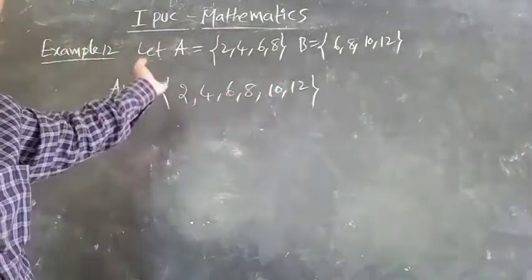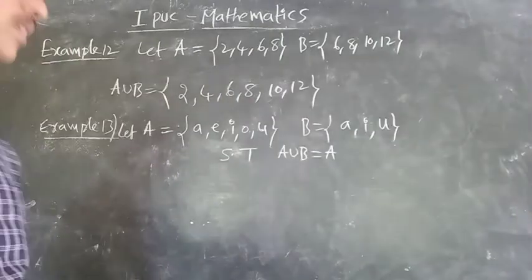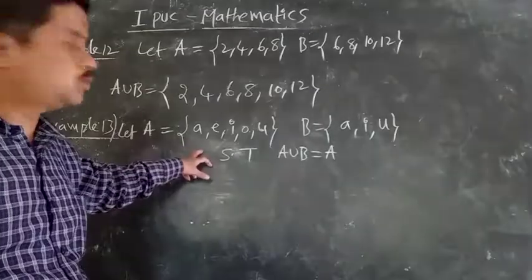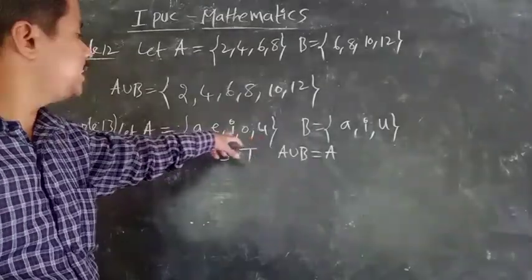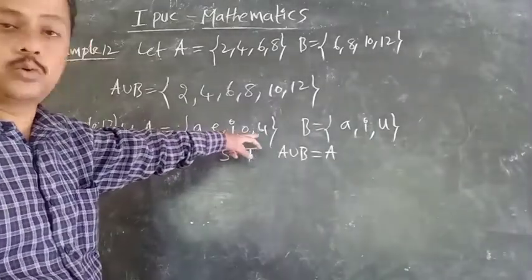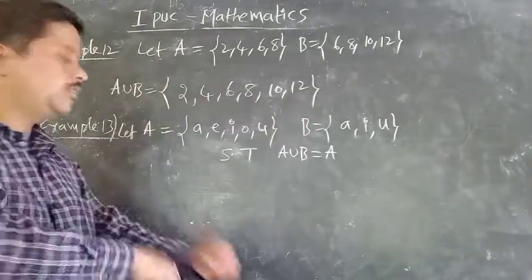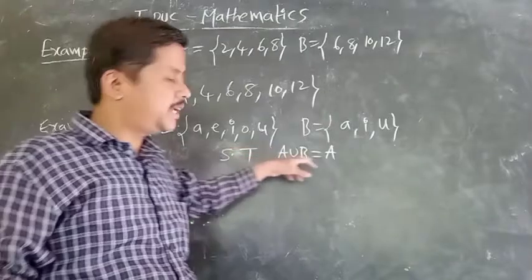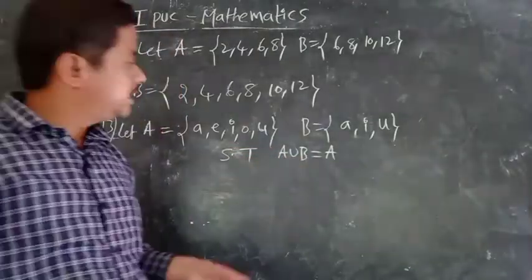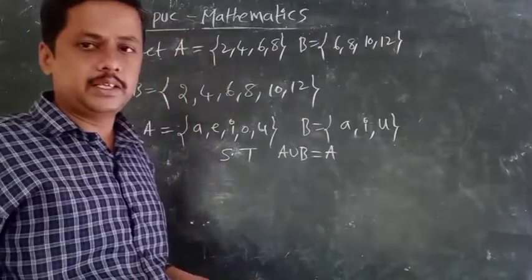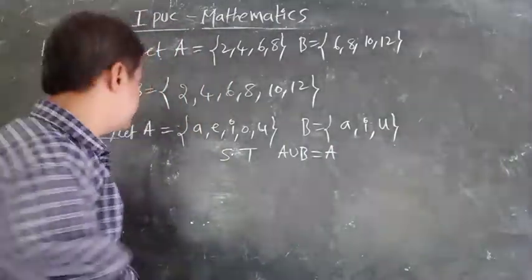So like that you have to calculate union. See next question. Example 13. A is equal to a, e, i, o, u. A comma e comma i comma o comma u. B is equal to a comma i comma u. So show that A union B is equal to A. A union B has to be calculated, it is equal to A, and now we have to prove that. Okay. That's why first you have to calculate A union B. Okay, answer.